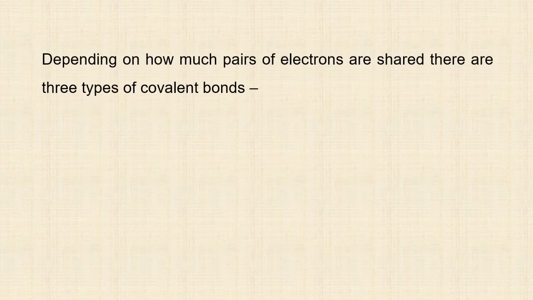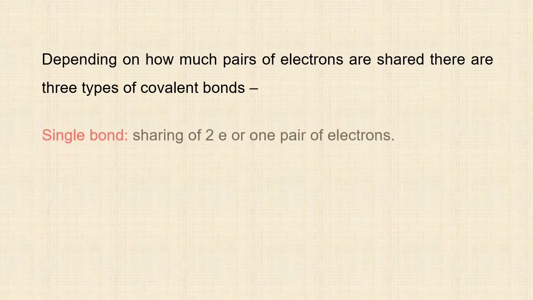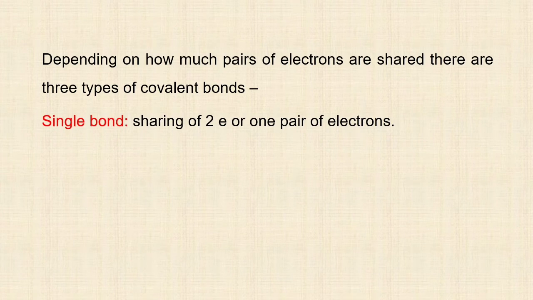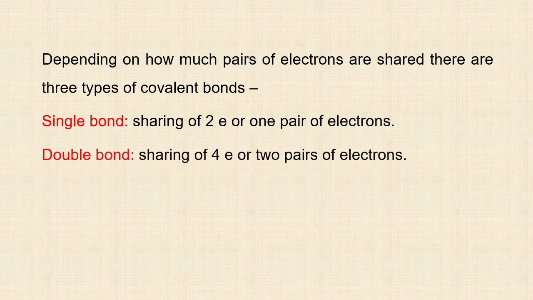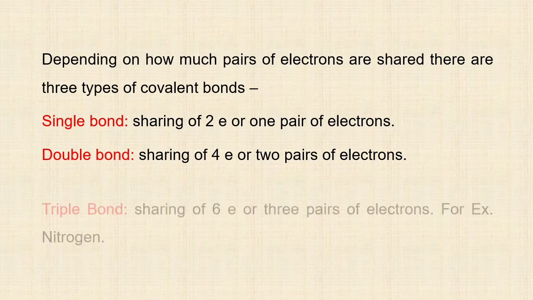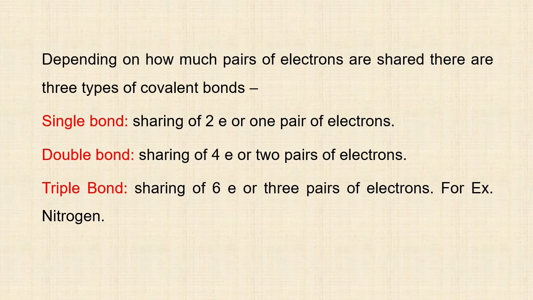Depending on how many pairs of electrons are shared, there are three types of covalent bonds. First is single bond, in which sharing of two electrons or one pair of electrons is there. Double bond, sharing of 4 electrons or two pairs of electrons. Triple bond, in which sharing of 6 electrons or 3 pairs of electrons is there. For example, nitrogen.